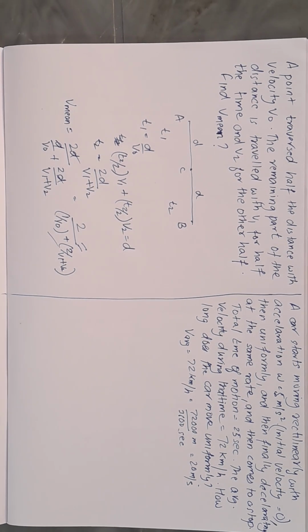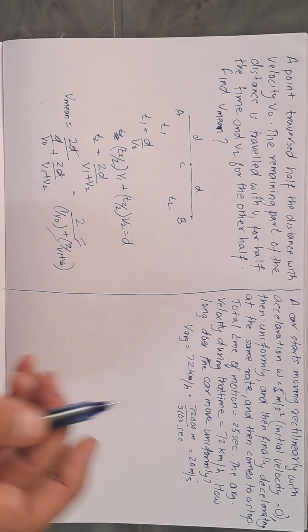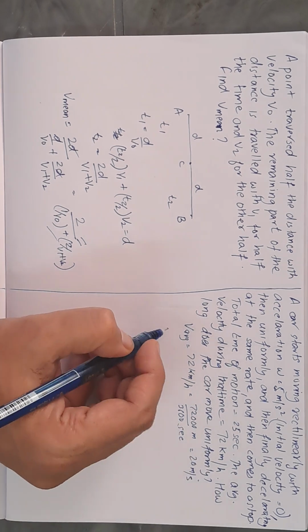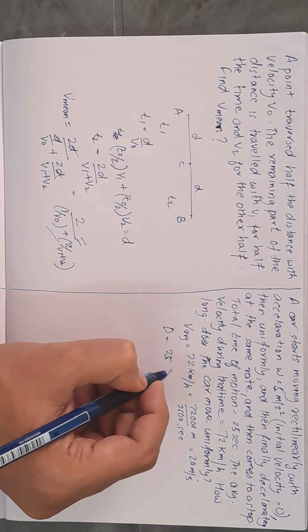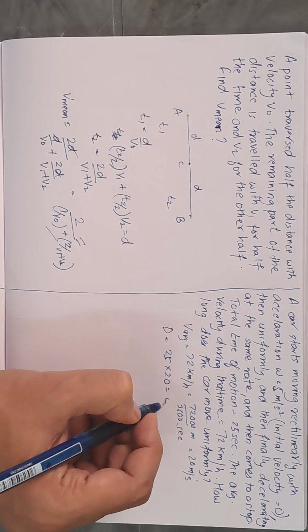Average velocity is equal to 20 meters per second. Total time of motion is 25 seconds. So total distance traveled is 25 into 20, which is equal to 500 meters.